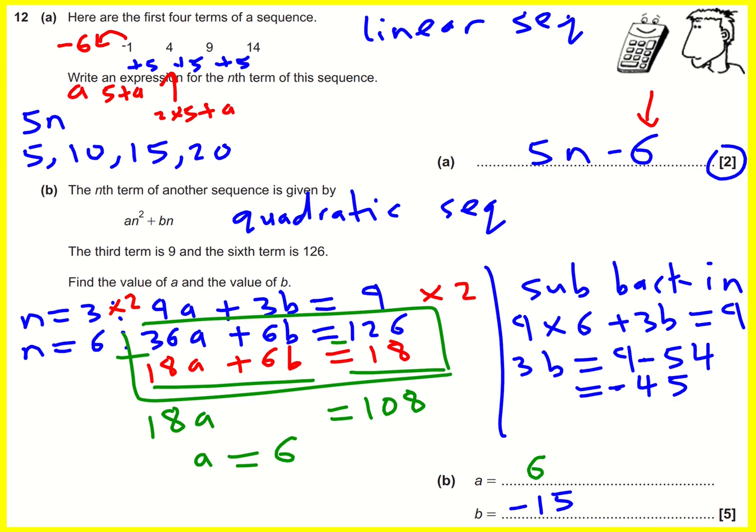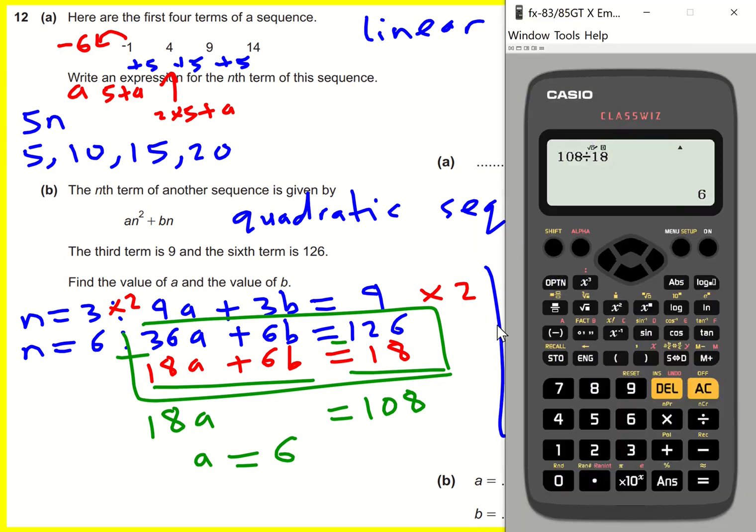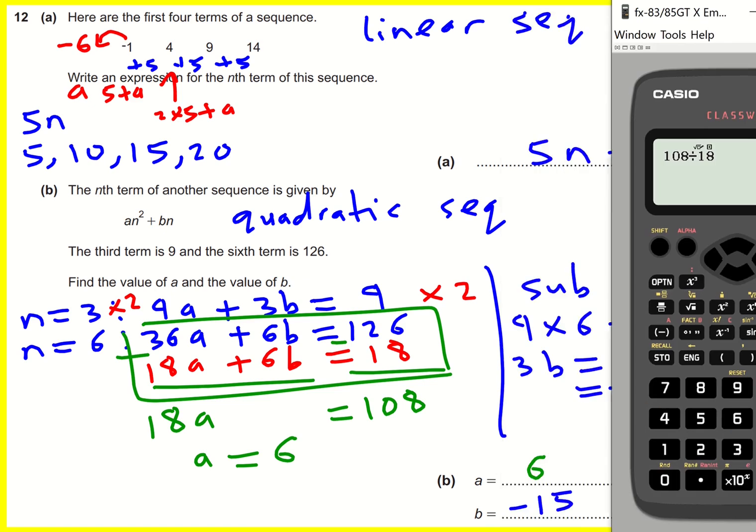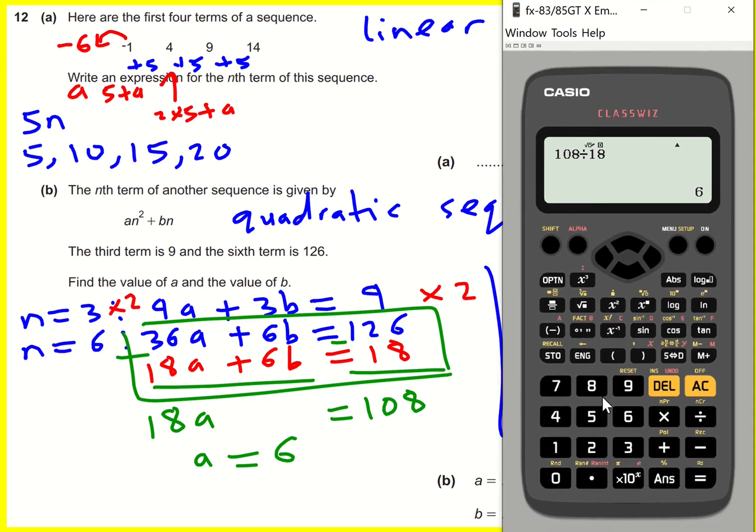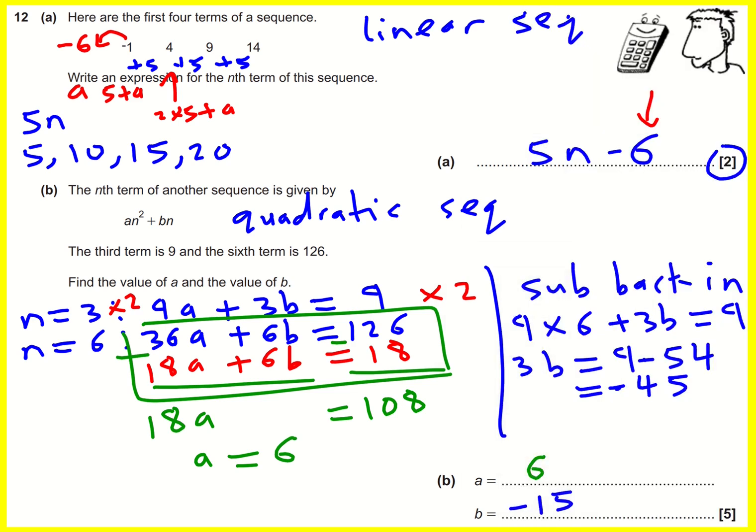And I could check my answer. Why not check it if we've got time. So a is 6, b is minus 15. So if I do 6 times 6 squared minus 15 times 6, that gives me the 126. So I just checked the 6th term there. I could check the third term as well. 9. All good. Brilliant.